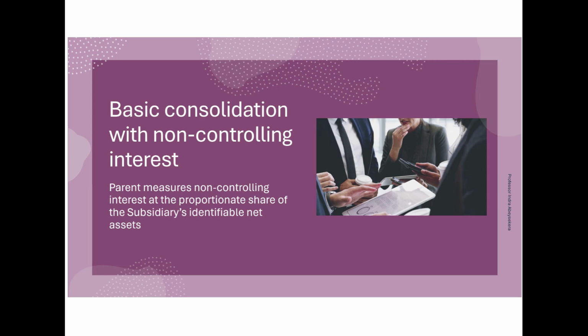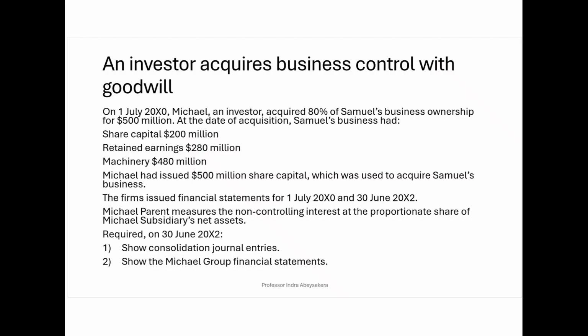This video is looking at a basic consolidation with non-controlling interests, where our parent measures non-controlling interests at the proportionate share of the subsidiary's net assets. The example that we have here is on 1st of July 20X0. Michael, an investor, acquired 80% of Samuel's business ownership for $500 million.